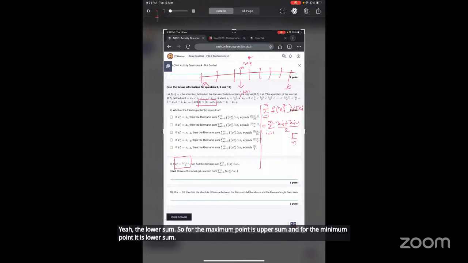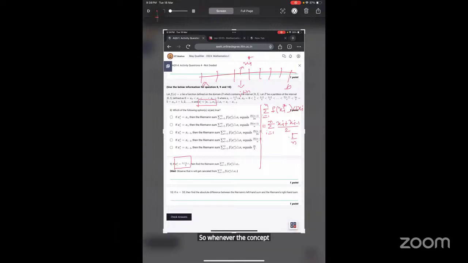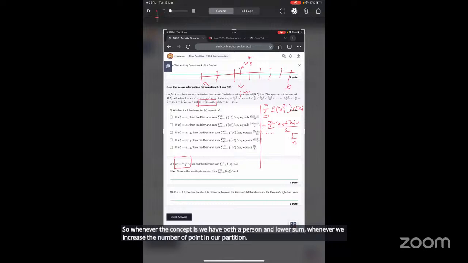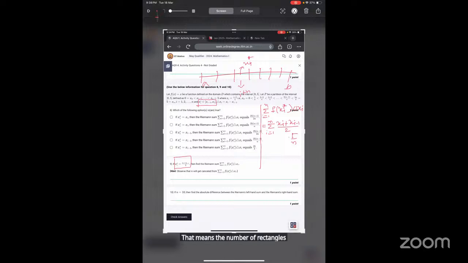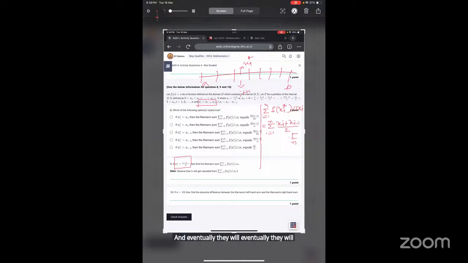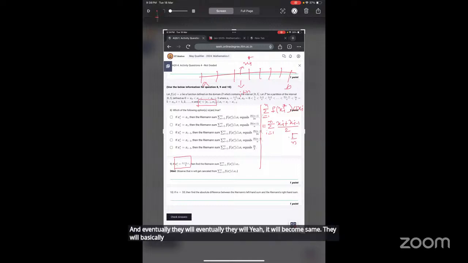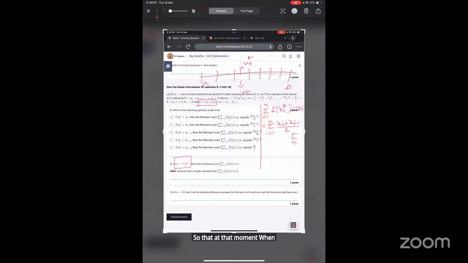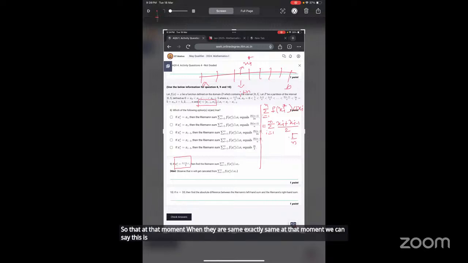So the concept is we have both upper sum and lower sum. Whenever we increase the number of points in our partition, that means the number of rectangles in our region, the upper sum and lower sum will come closer and closer, and eventually at infinity they will become the same. They will basically lie on each other. At that moment, when they are exactly the same, we can say this is exactly the area of the region.